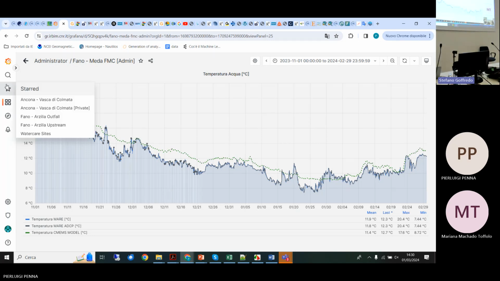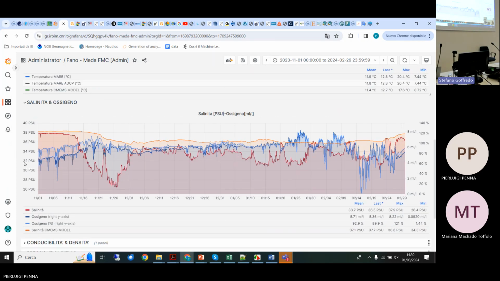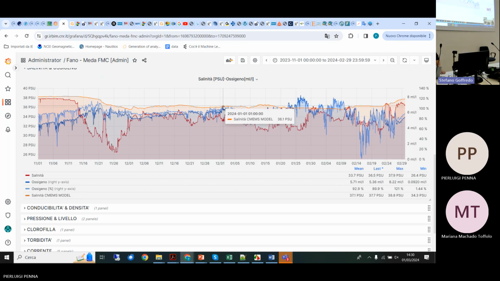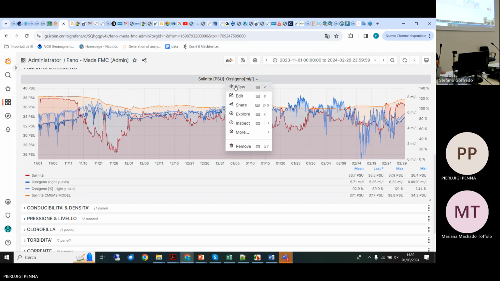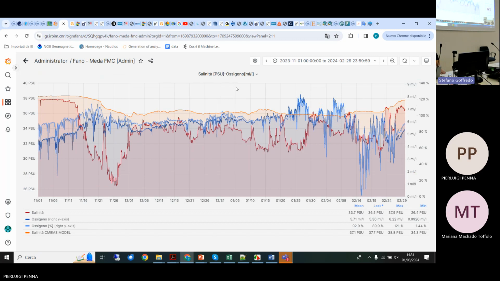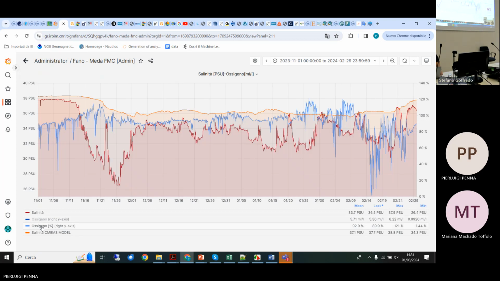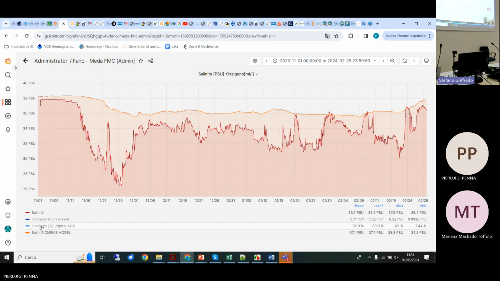There is also another, this one. Okay. For now, we can cut off the oxygen. This is the salinity. Red is the measure in situ. Orange is the model output.